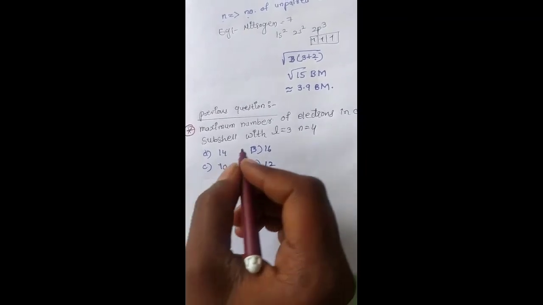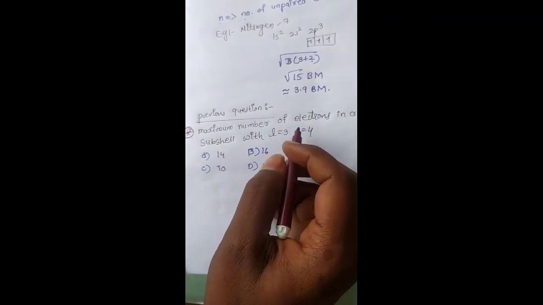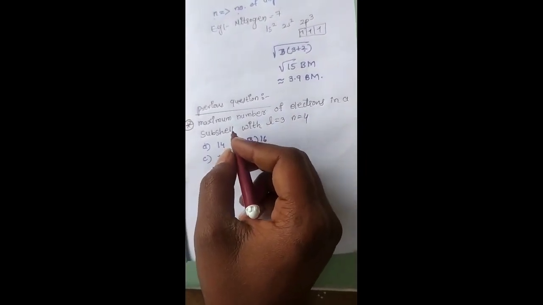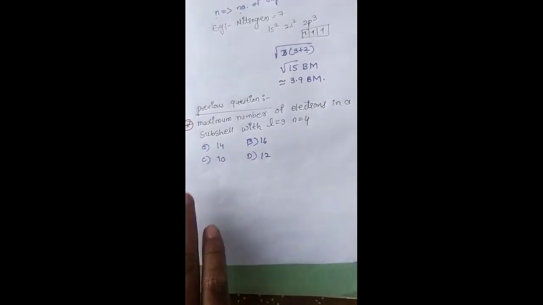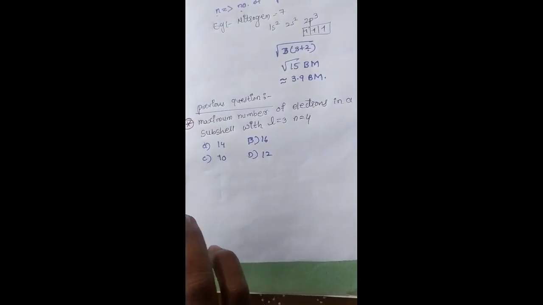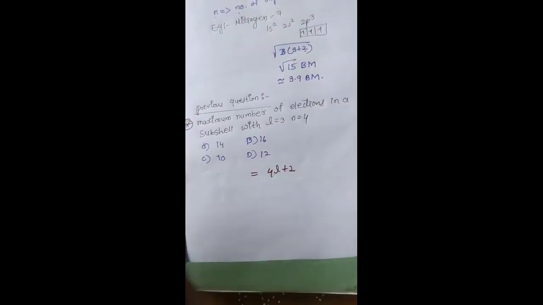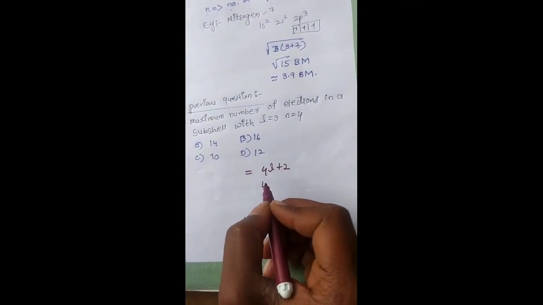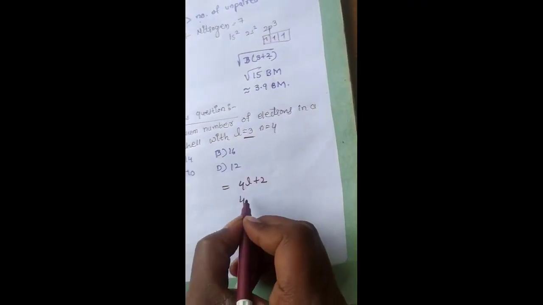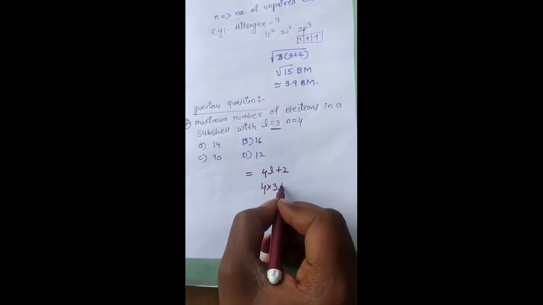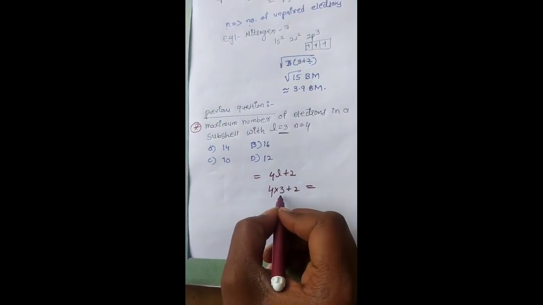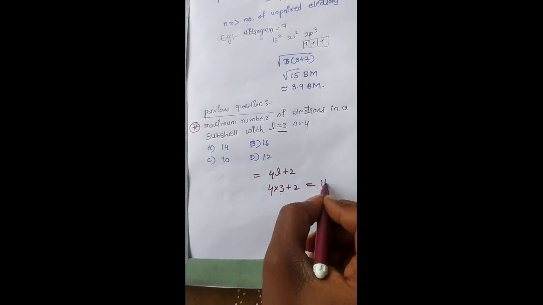Okay students, the previous question: the maximum number of electrons in a subshell. What is the maximum number of electrons? I have previously discussed the formula, which is 4L plus 2. We know that L is equal to 3, directly given. 4 into 3 plus 2 is equal to 12 plus 2, which is 14 electrons.